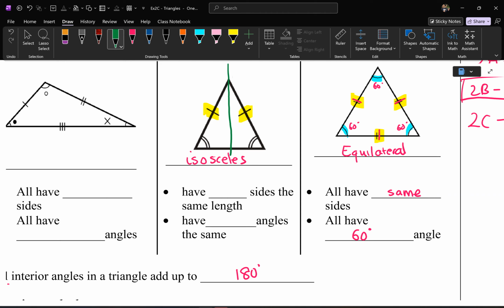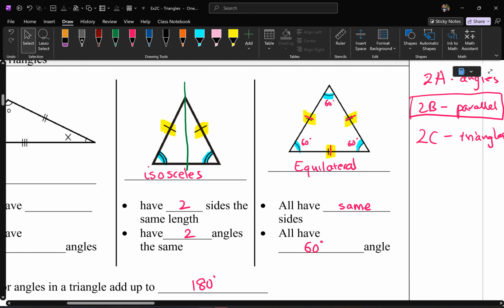Therefore, whatever this angle is, that must be the same. And notice the way they use 2 arcs and 2 arcs to signify that they're both the same angle. So these 2 angles must be the same. So here we have 2 sides the same length, and we have 2 angles that are the same. Yes?